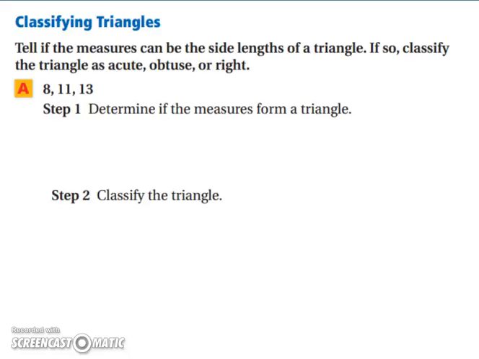Let's try classifying triangles. Tell if the measures can be the side lengths of a triangle. If they can, classify the triangle as acute, obtuse, or right. So the first step you want to do is determine whether or not the numbers that were given to you can even be a triangle. Save yourself some work. So we have our two shortest sides, 8 and 11. So 8 plus 11, well, yes, that is greater than 13. So yes, it's a triangle.